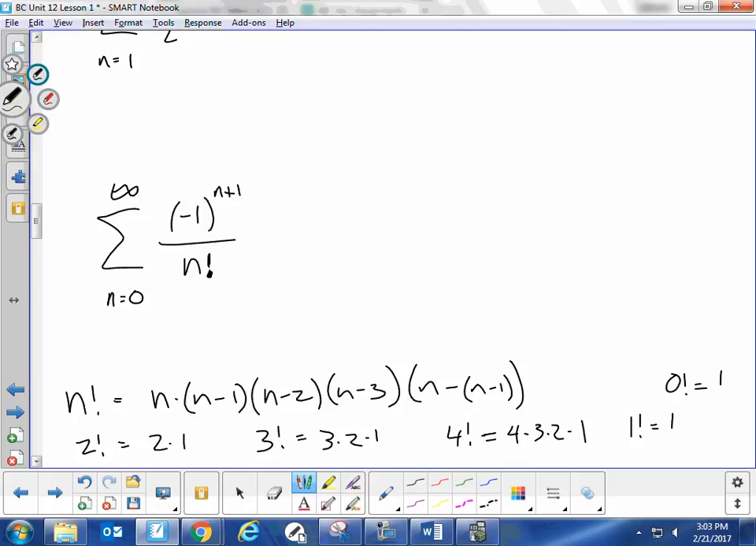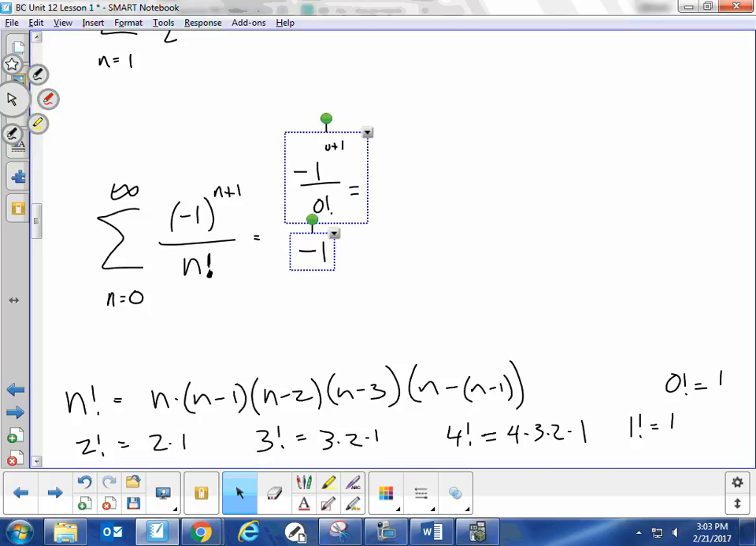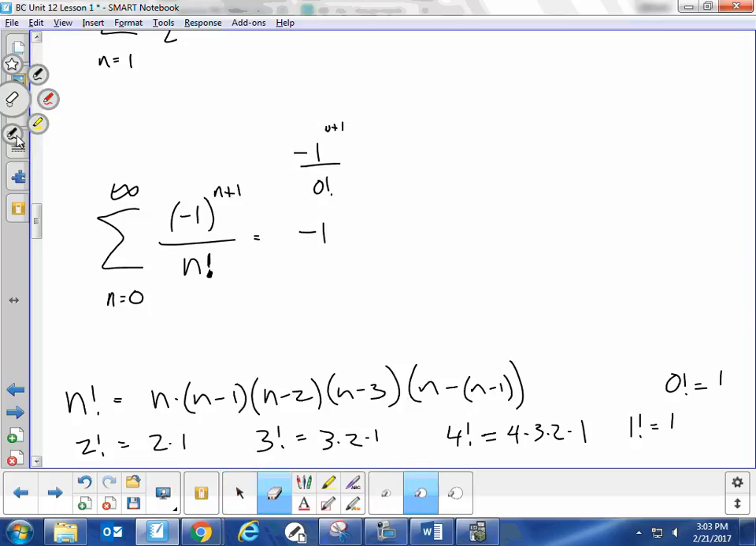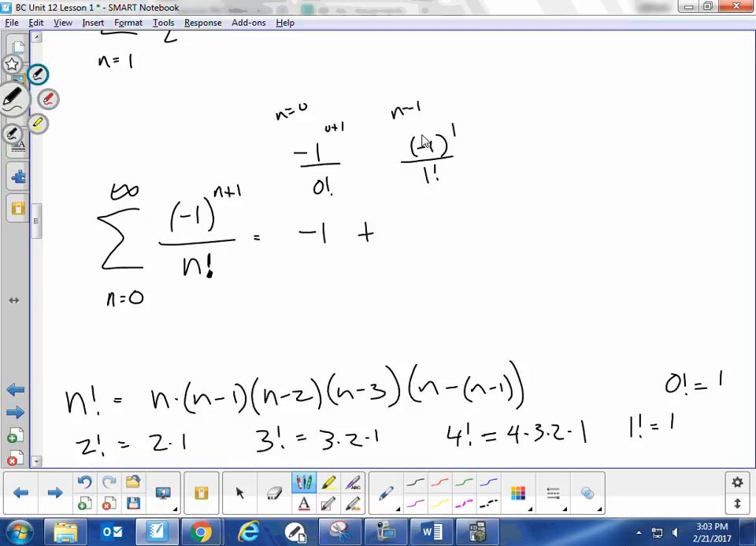Okay? All right, so let's see. When n is 0, I'd have negative 1 to the 0 plus 1 over 0 factorial, which is 1. This would be negative 1. Plus, I'm using 1 as my next term for n. This is when n was 0. Now n is 1. I'd have negative 1 to the 1 plus 1, which is the second, over 1 factorial, which is 1. This would be positive 1.